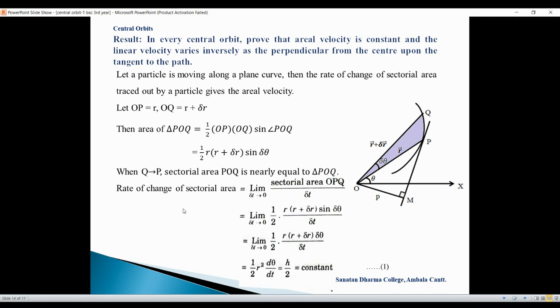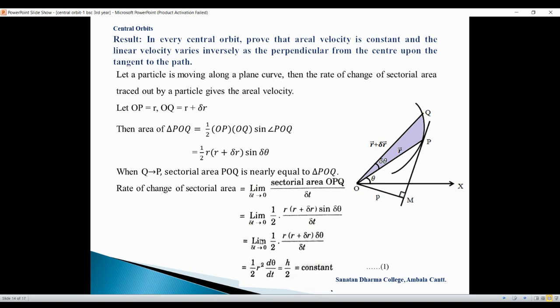Now what is the rate of change of sectorial area? Area divided by delta t and then the limit as delta t goes to 0. So here sine delta theta goes to delta theta under the limit. Now we will neglect the second term, delta r into delta theta. Why? Because delta is very small and we have to neglect its higher powers. So we will consider only the first term, half of r square delta theta by delta t. And under the limit, delta always becomes d. So we have the rate of change of sectorial area as half of r square d theta by dt.